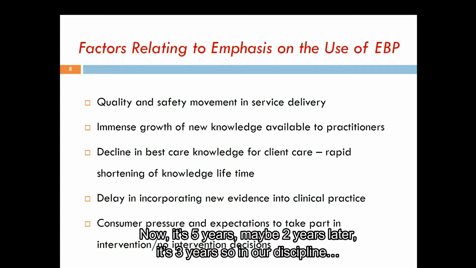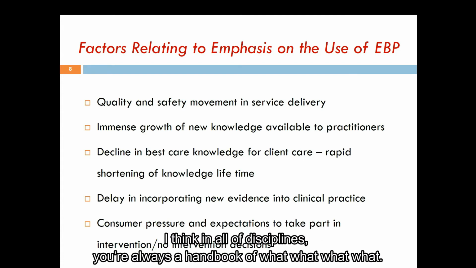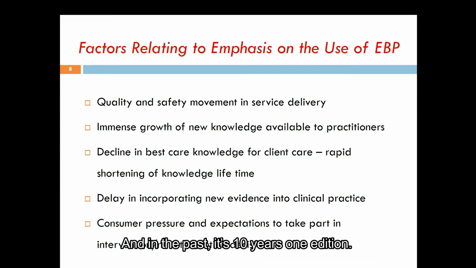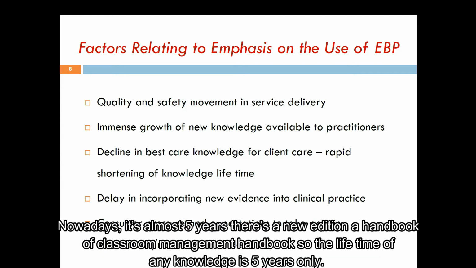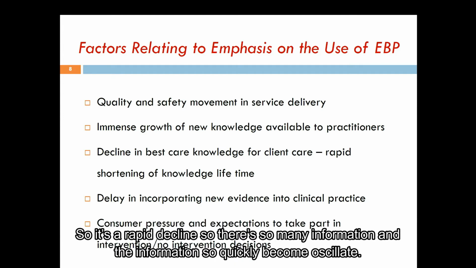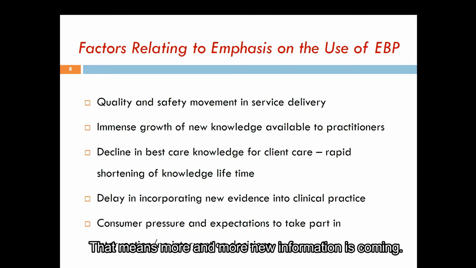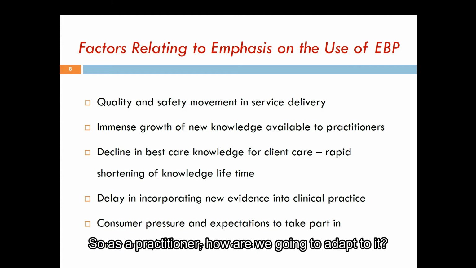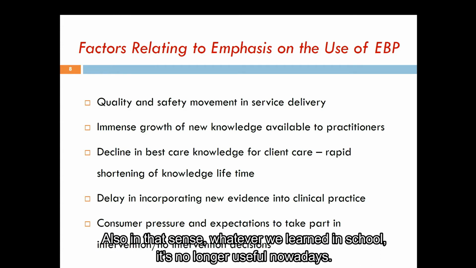So in our discipline, I think in all of the disciplines, you always have a handbook of something, okay? And in the past, it's 10 years, one edition. Nowadays, it's almost 5 years, then a new edition, a handbook of classroom management handbook. So the lifetime of any knowledge is 5 years only. So it's a rapid decline. So there's so much information, and the information quickly becomes obsolete. That means more and more new information is coming. So as a practitioner, how are we going to adapt to it? So in that sense, whatever we learn in school is no longer useful nowadays.